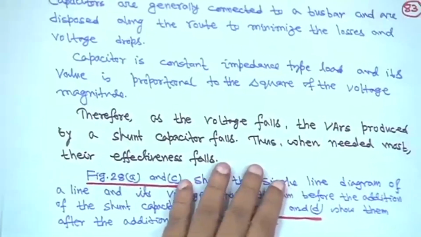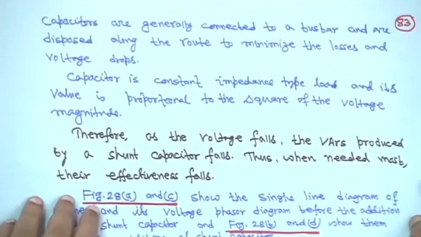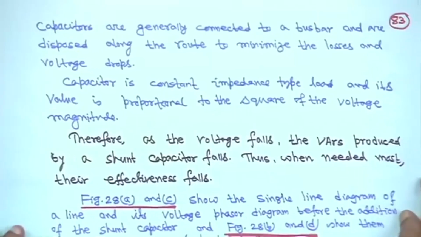Now, you will find shunt capacitors generally connected to a bus bar. If you go to any substation, there you will see the shunt capacitors. If you go to any substation of 33 kV or above, then you can see it, right. And they are disposed along the route to minimize the losses and voltage drop. Basically, shunt capacitors, right.